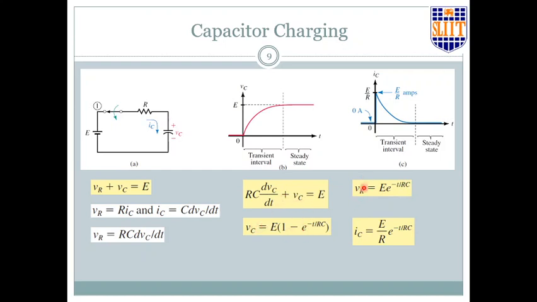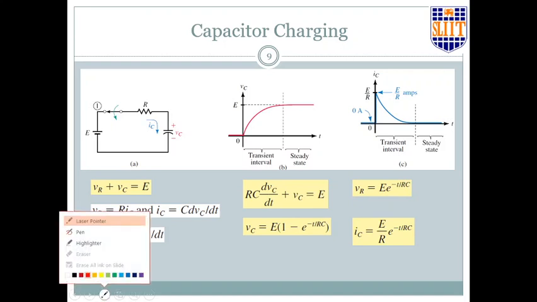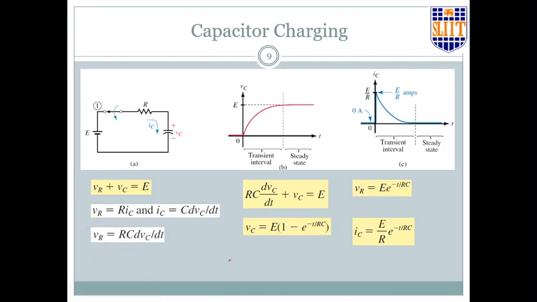Now in that case VR is equal to E minus Vc, so you get VR equal to E into e to the power minus t over RC, right? E minus, so you get this cancelled out, and IC is equal to that value divided by R, right? So from this relationship, we call this RC the time constant tau. So tau is equal to RC.